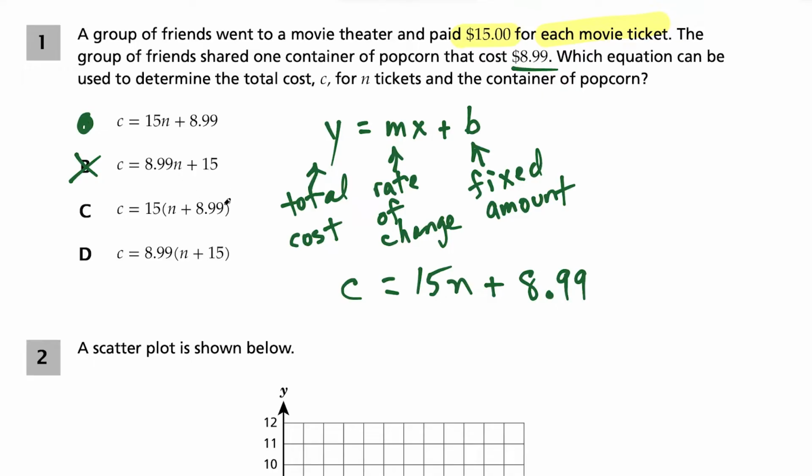Here, we're not distributing the 15. The 15 is only attached to the price of the ticket. If they said each friend is buying a container of popcorn, then we would distribute, but that's not the case here. Okay, and then for this one, this is just way off. The price of the popcorn is $8.99. We wouldn't multiply that by the number of tickets. So that's way off. Choice A is our answer.